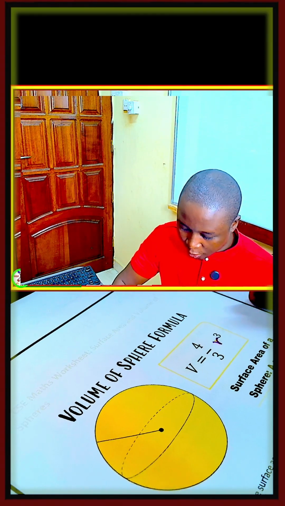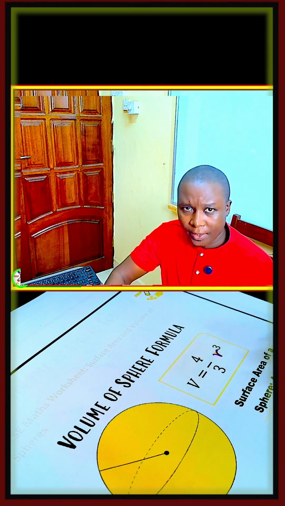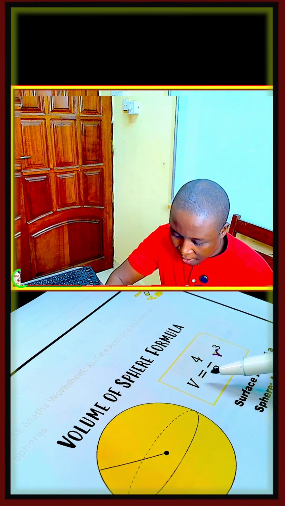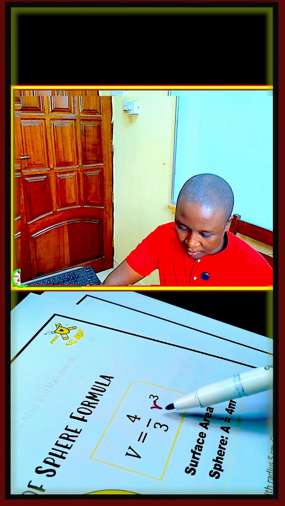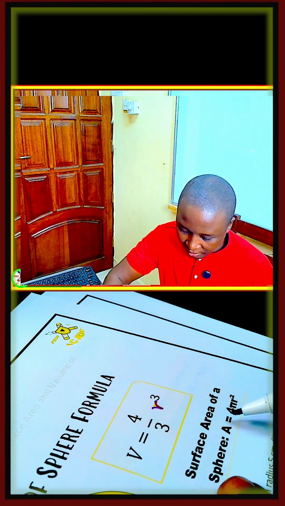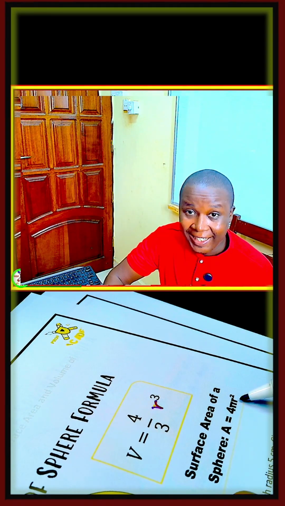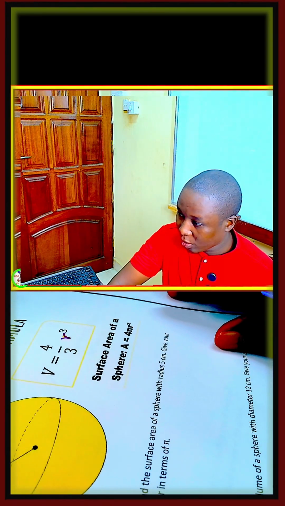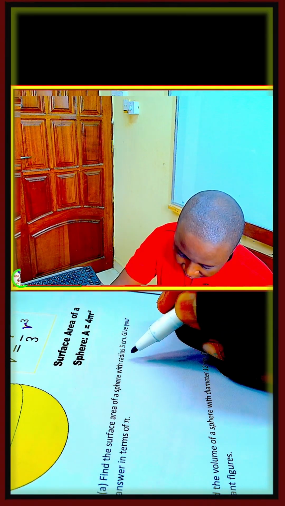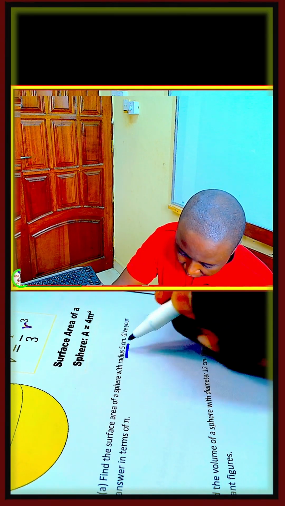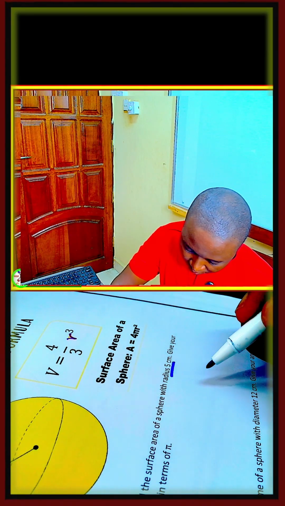We're going to look at how you can find the surface area and the volume of a sphere. The volume of a sphere is given by this formula that we have here, V equals 4 over 3 pi r cubed, and the surface area is given by 4 pi r squared. So anytime you're given a question, those are the formulas you need to use. Now, you're supposed to find the surface area of a sphere with a radius of 5. So we're going to use this formula.